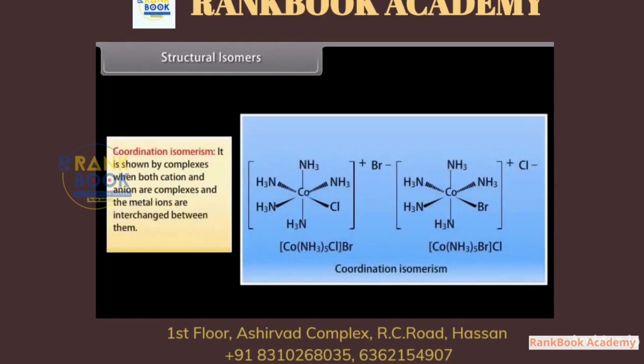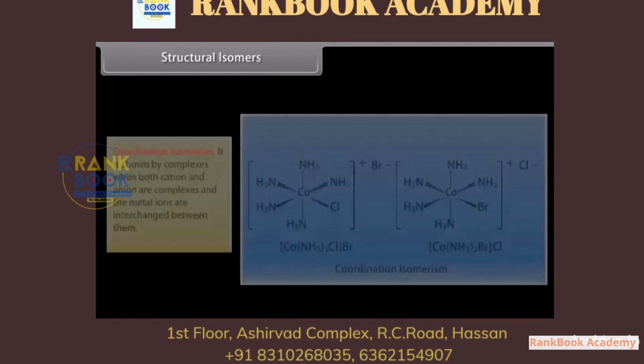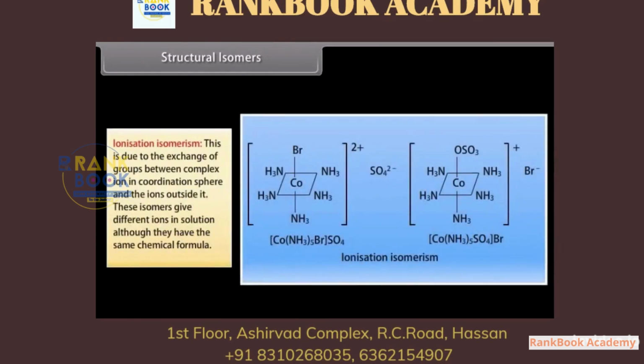Coordination isomerism. It is shown by complexes when both cation and anion are complexes and the metal ions are interchanged between them. Ionization isomerism. This is due to the exchange of groups between complex ion in coordination sphere and the ions outside it. These isomers give different ions in solution although they have the same chemical formula.